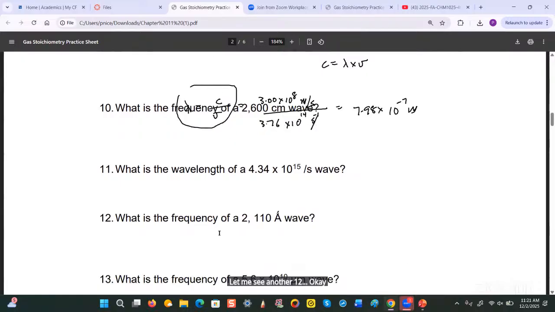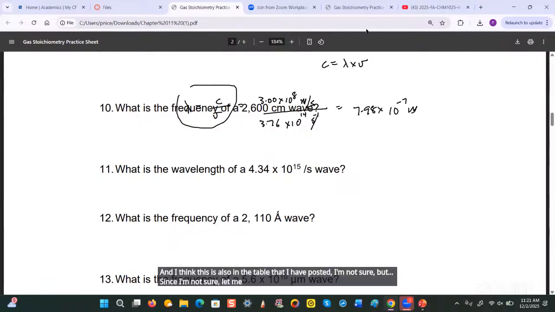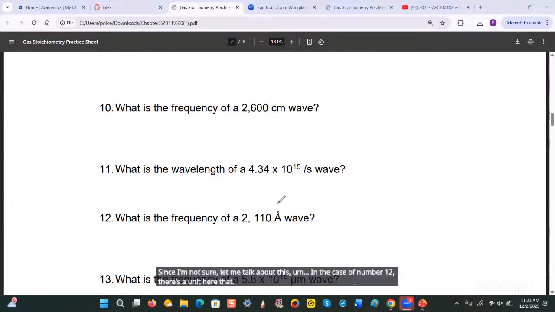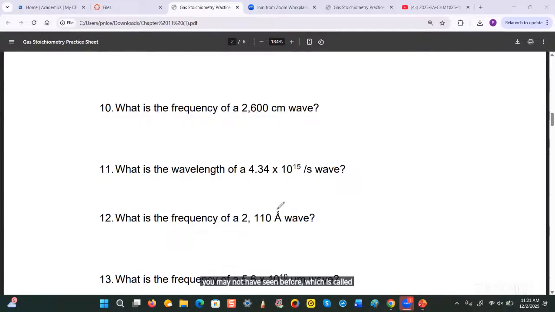Now one thing I want to mention about number 12. I think this is also in the table that I have posted, but since I'm not sure, let me talk about this. In number 12, there's a unit that you may not have seen before, which is called the angstrom. It's not a metric unit, by the way, but it's a unit that is used by scientists. 1 angstrom is the same thing as 10 to the minus 10 meters. So you have to keep that in mind when you're doing this calculation.